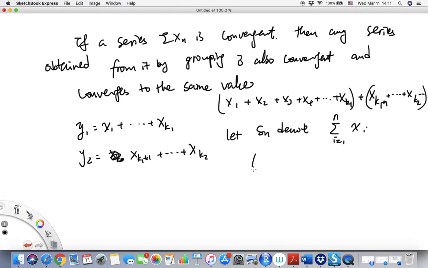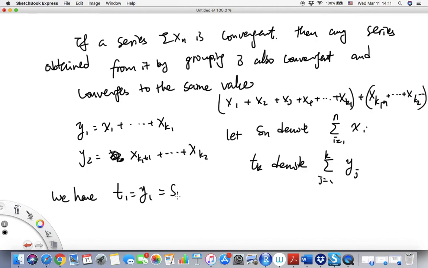Okay, and t_k denote the partial sum of y_j, so j from 1 to k. Then we have t1 by definition is equal to y1, which by definition is equal to s_{k1}, right? And t2 is equal to y1 plus y2, which is by definition equal to s_{k2}. Okay?